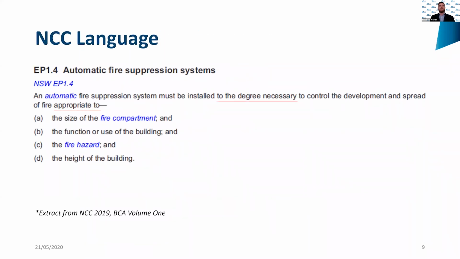Now we're going to delve into some more of the language the NCC uses for performance, and there's some key expressions used. And these are to the degree necessary and appropriate to. They're underlined in red on the slides. And what these are doing is they're providing flexibility to the appropriate authority to allow them to determine the degree of compliance that's necessary in a specific case.